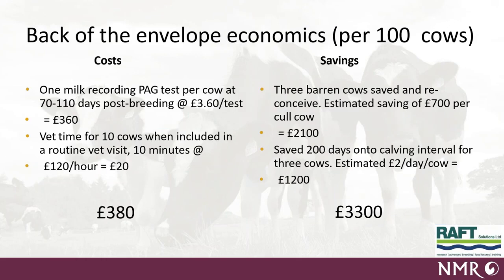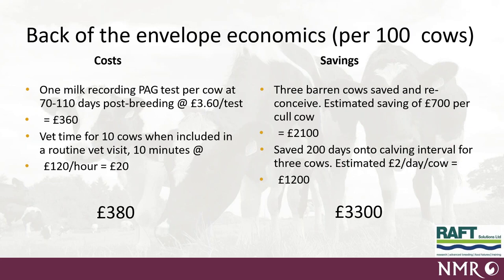So I could start to talk some numbers about costs and what is the benefit of using the test. I'm duly cautious about using cost estimates, but back of the envelope economics, if we're going to test all of those 100 cows, and it's £3.60 per test, it's £360 to screen the herd at 70 to 110 days. We're going to pull out a number of cows that were detected pregnancy loss. They're going to be flagged up for the next routine vet visit. There's a bit of vet time in there for examination of that. But even with that, I've put a £380 cost estimate.